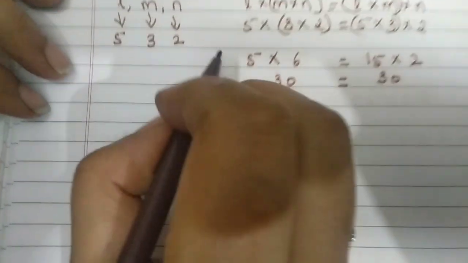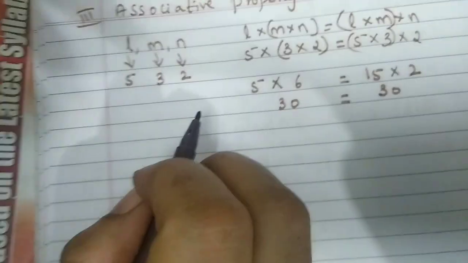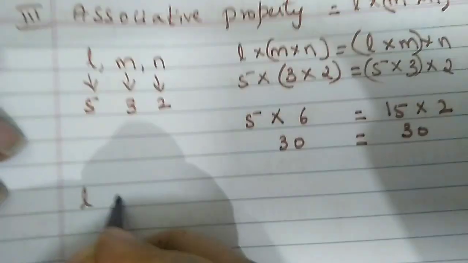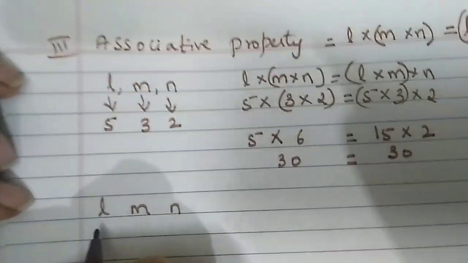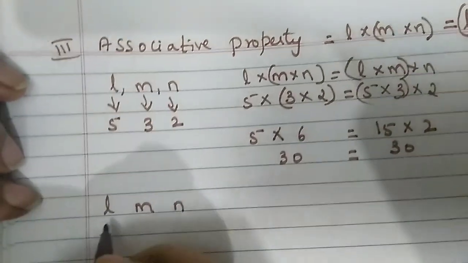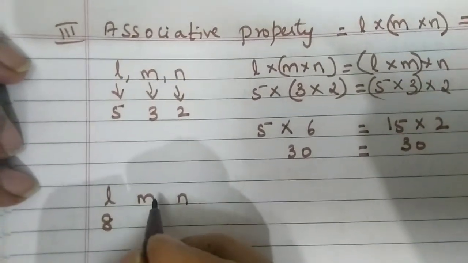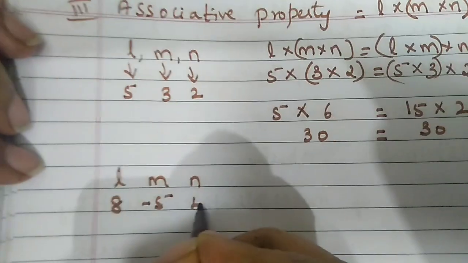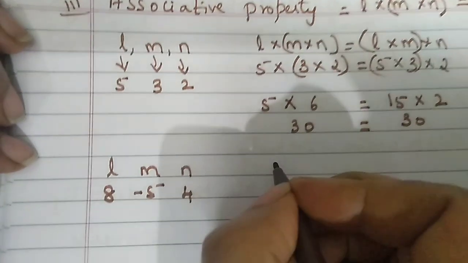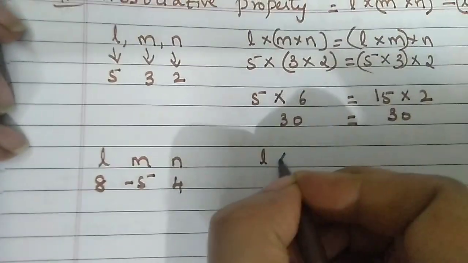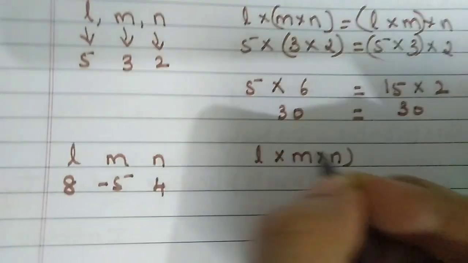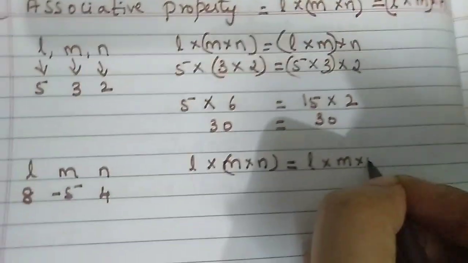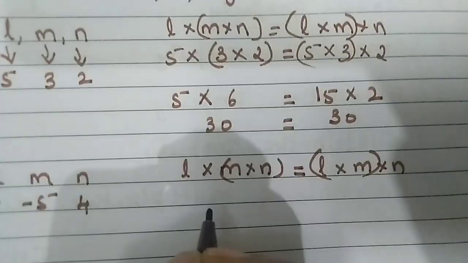So let's check the same property using a mix of positive and negative numbers. Let's take the value of L to be, let's say, 8, the value of M to be -5, and the value of N to be 4. I've changed the values. Now let's check the property. What does it say? It's L into (M into N) equals (L into M) into N. Put the bracket for M and N, and now put the bracket for the first two integers.